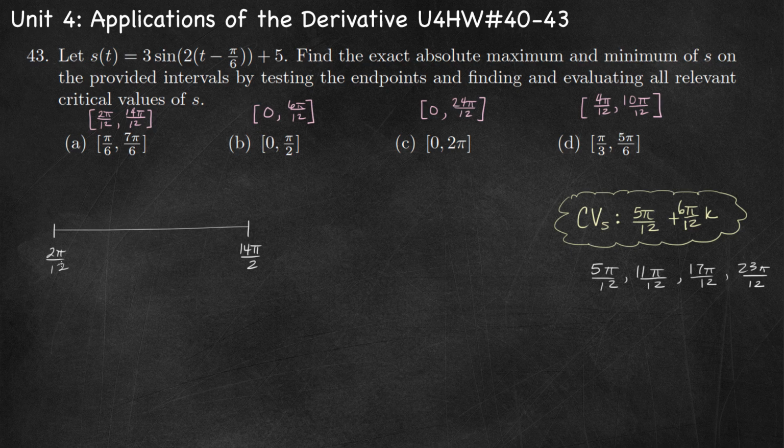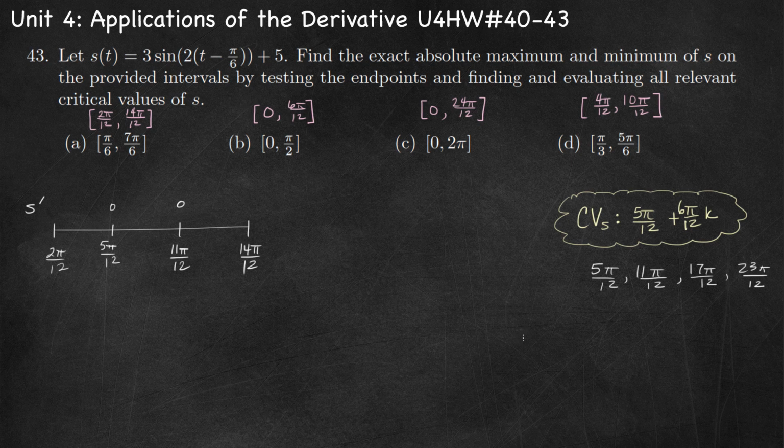So these are the possible critical values we're working with. Which critical values are between 2 and 14 pi over 12? Well, we've got 5 pi over 12 and 11 pi over 12. And we know our derivative is 0 at each of these values. Actually, I didn't check the endpoints. I cannot assume that. We need a test point between 2 pi over 12 and 5 pi over 12. 4 pi over 12 would be a good one because that reduces to pi over 3.